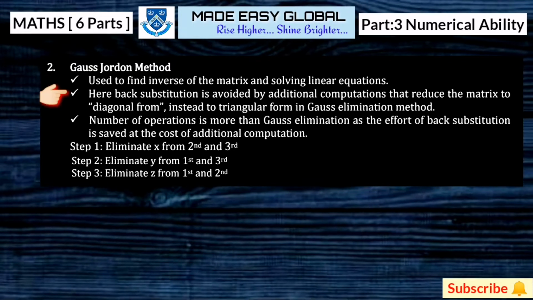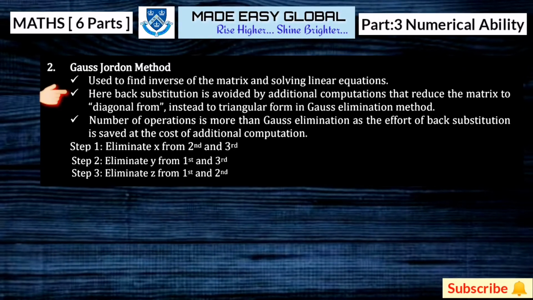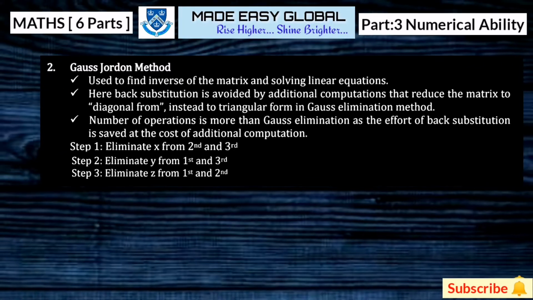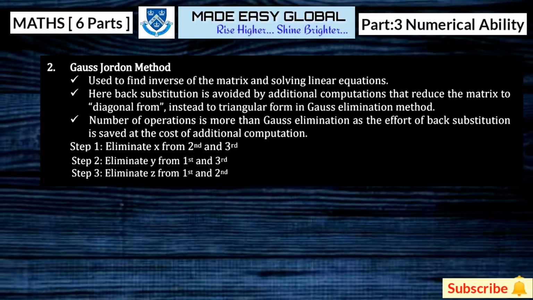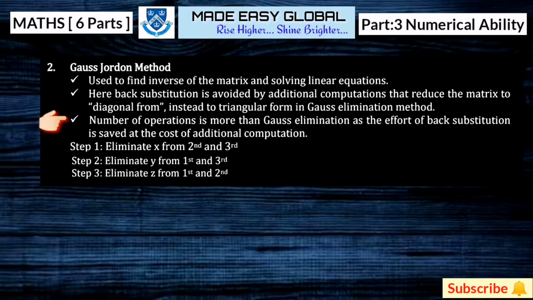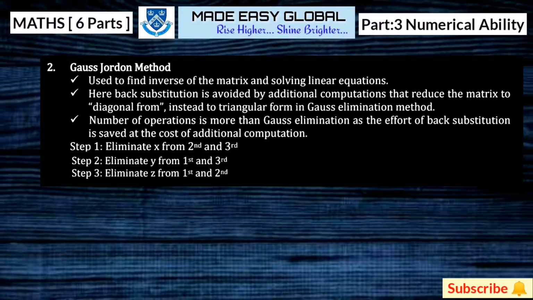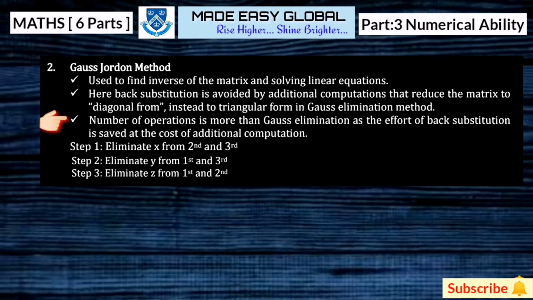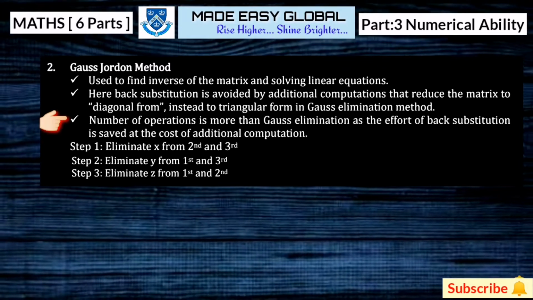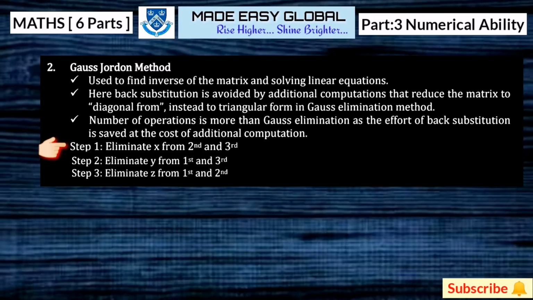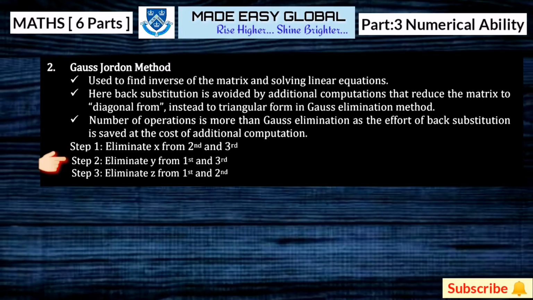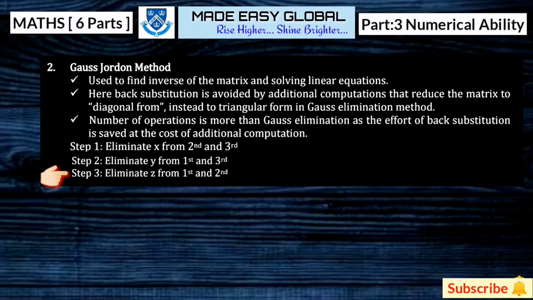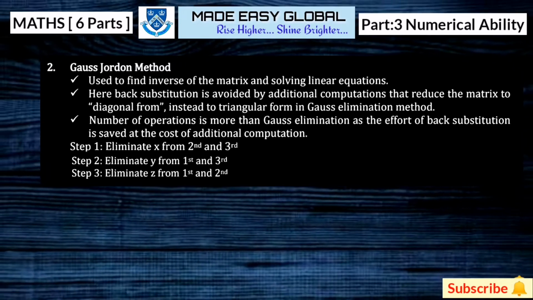Then here back substitution is avoided by additional computations that reduce the matrix to diagonal form, instead of triangular form as in the Gauss elimination method. Here the number of operations is more than Gauss elimination, as the effort of back substitution is saved at the cost of additional computation. Here step 1, eliminate x from the second and third. Then step 2, eliminate y from the first and third. And step 3, eliminate z from first and second.